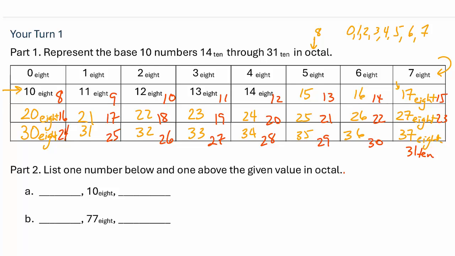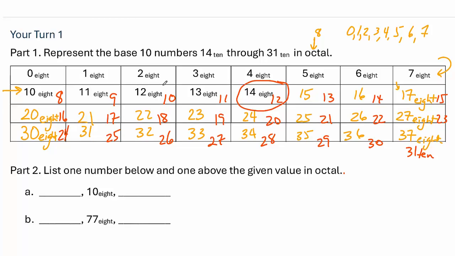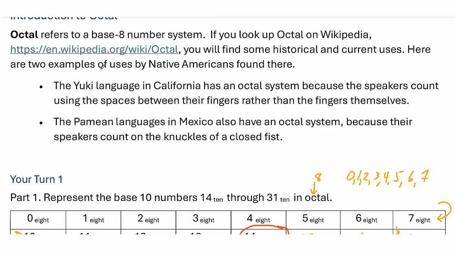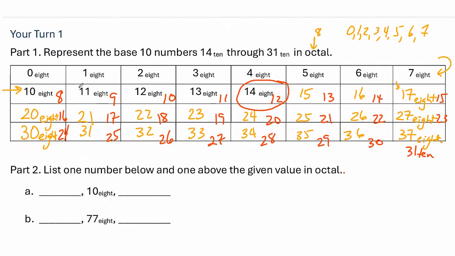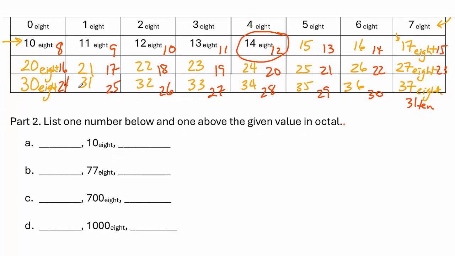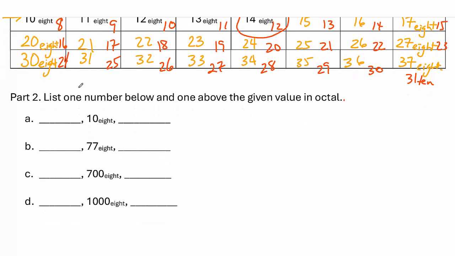So if you were looking for a dozen donuts, you would tell the baker you want 1, 4 in base 8. So those Native American tribes that used base 8, that is how they would represent, possibly with different symbols for 1 and 4, but they'd represent the dozen donuts with a 1 and 4.